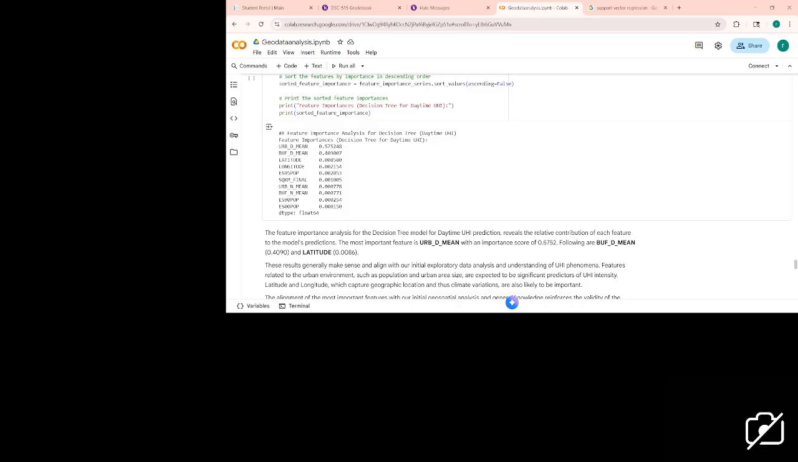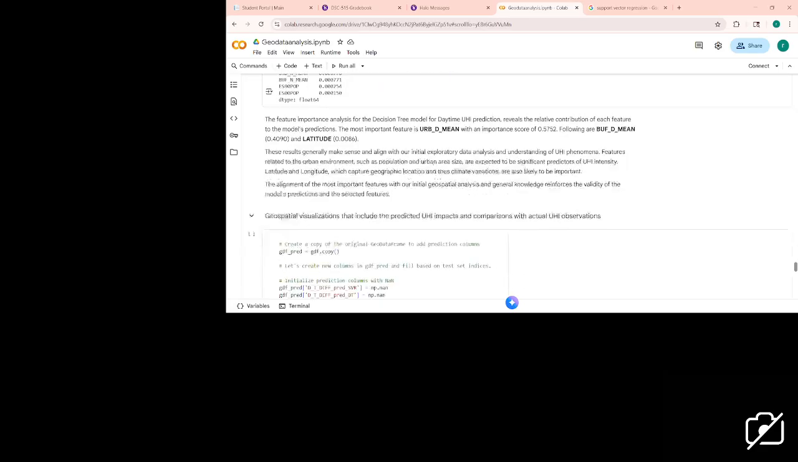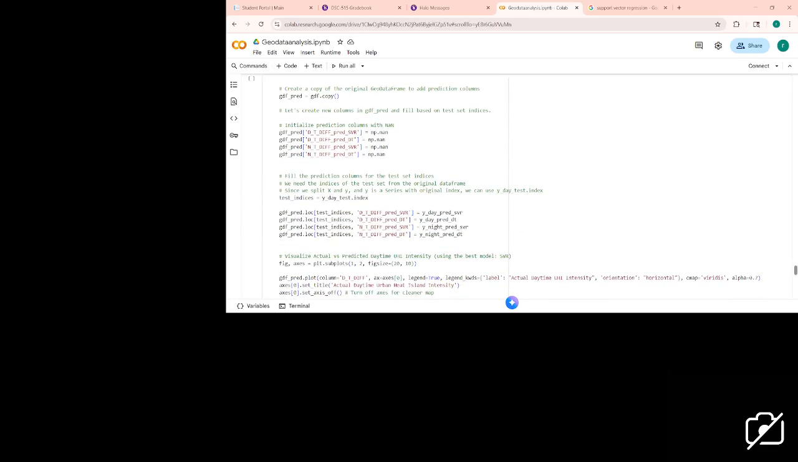And the same for the day, the most important feature was urban mean with an importance of 0.5752, followed by buffer mean of 0.90. So those features are what are important in driving the temperature difference between urban and buffer.